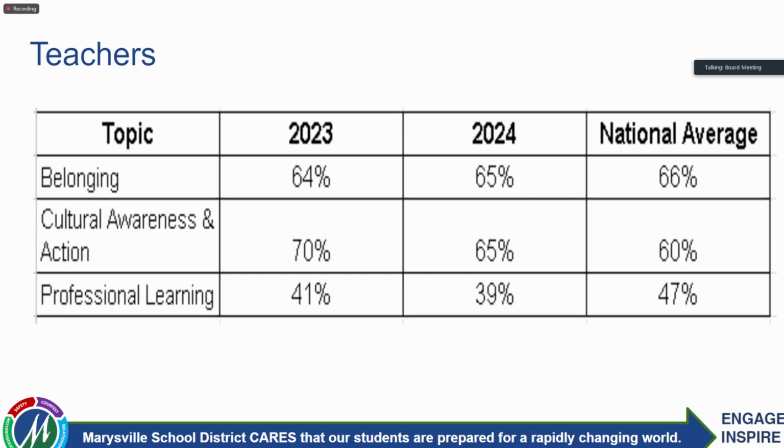For teachers, in 2023, the sense of belonging was 64%. In 2024, 65%. The national average is 66%. Cultural awareness and action was 70% in 2023, 65% in 2024. The national average is 60%. Professional learning, 41% in 2023, 39% in 2024, with a national average of 47%.